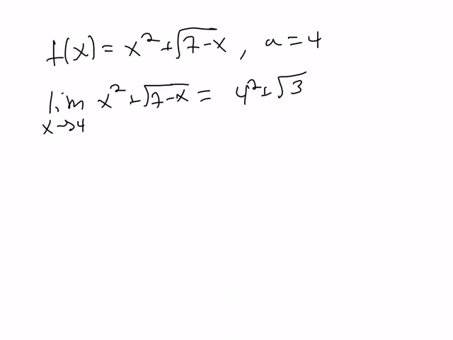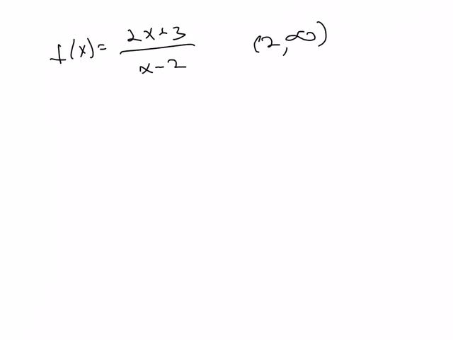So let's do a slightly more difficult problem, problem 13, which states, use the definition of continuity and the properties of limits to show that the function is continuous on the given interval. The function is f of x equals 2x plus 3 over x minus 2, and we want to show it's continuous on the interval 2 to infinity.